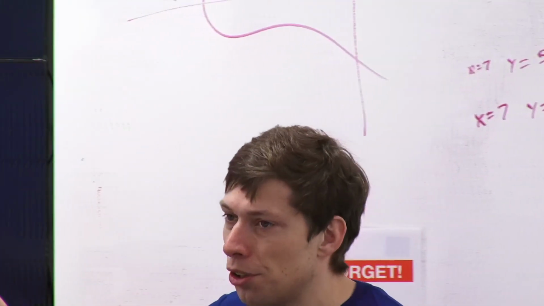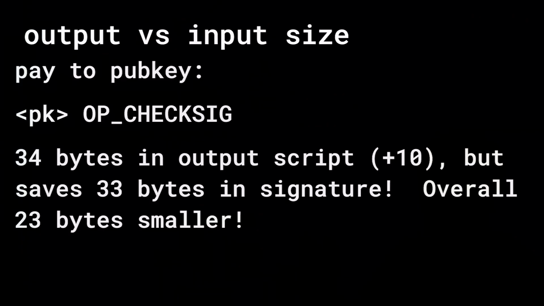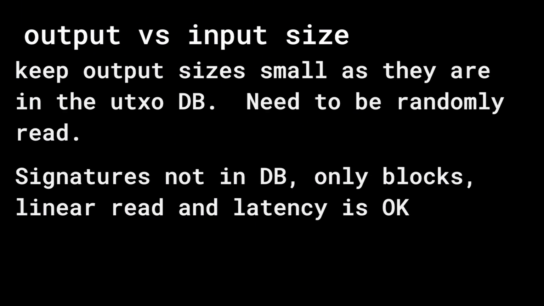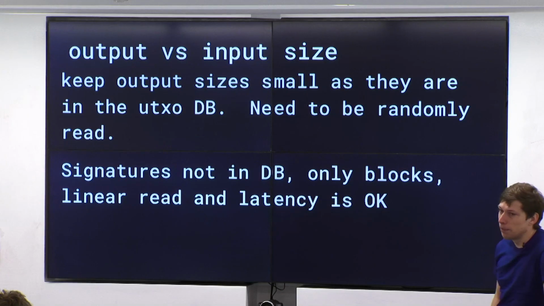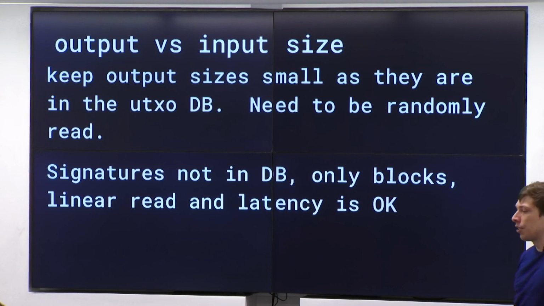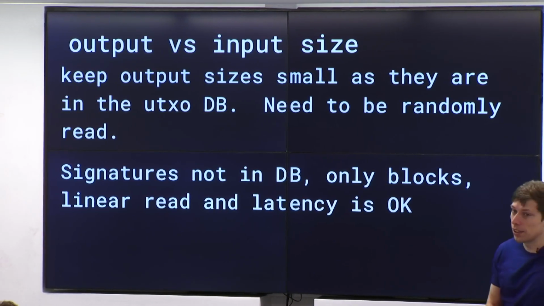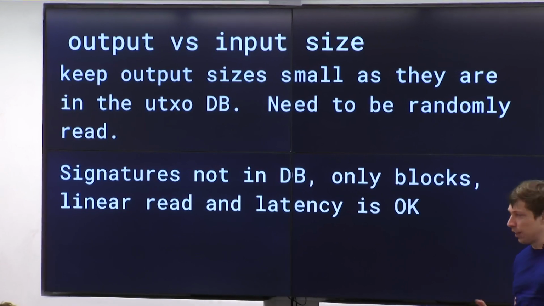Anyway, I don't think Satoshi knew about this idea, or maybe thought of it, never put it in. So the public keys were actually 65 bytes. You want to keep the outputs small because they're in the UTXO set. They're in the database, and you need to be able to look through this and read it randomly. You don't know when it's going to get spent. You don't know what transaction is going to query this. So this has to go in an actual database, a key value store kind of thing.